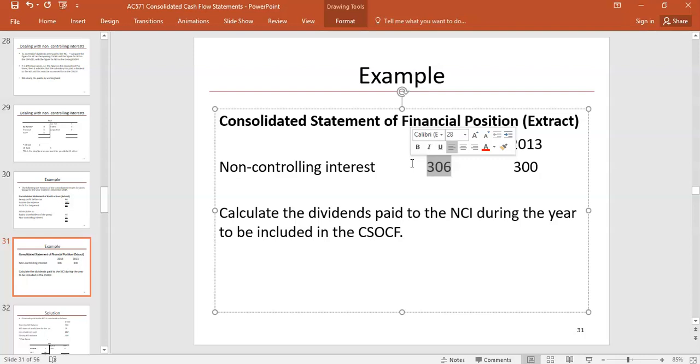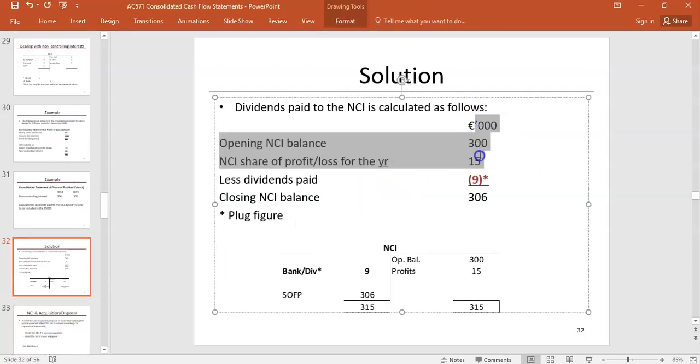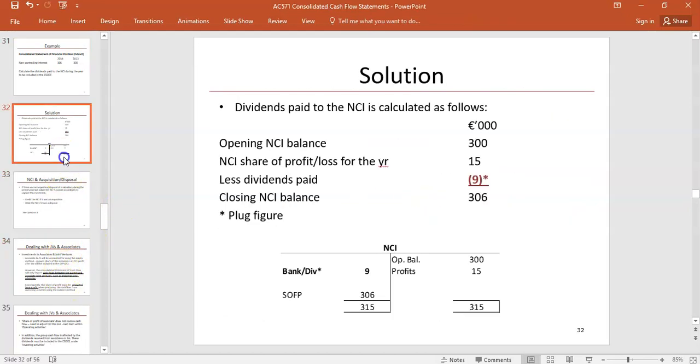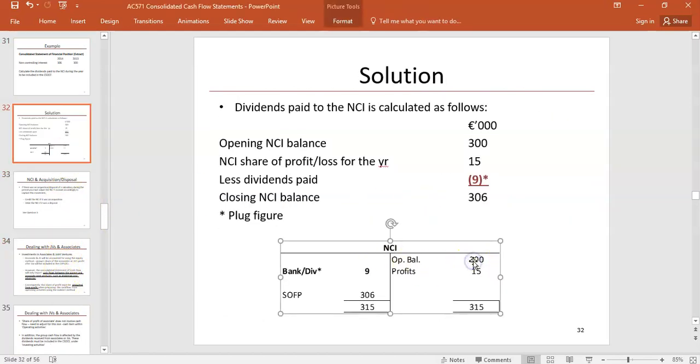And the only thing that decreases an NCI, and it's not a disposal, must be dividends. So you can see in the next slide, they'll show you how you do it in a columnar format, or if you want to do the T accounts, here, you know the opening balance on the credit side, the balance brought down on the debit side, because that's a credit going forward, is 306. You have your profit, so all those 3 figures are given. So to balance it up is 315 both sides.